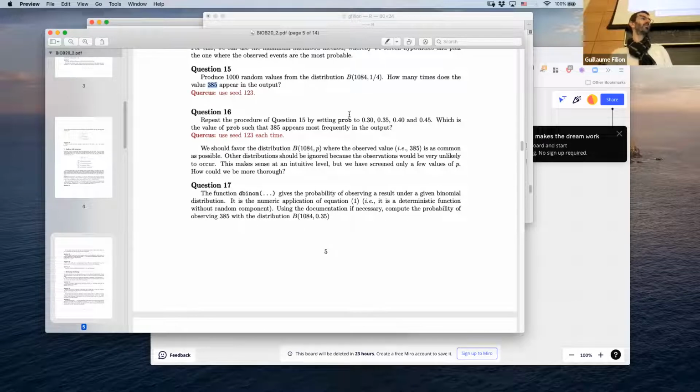Question 16, repeat the procedure of question 15 by setting prob to 0.30, 0.35, 0.40, 0.45, which is the value of prob, such that 385 appears most frequently in the output. So what we're doing now is kind of a funny idea. We're going to change the parameter of the binomial distribution until we obtain 385. So let's do it just to see what happens, and then we'll comment on whether it makes sense.